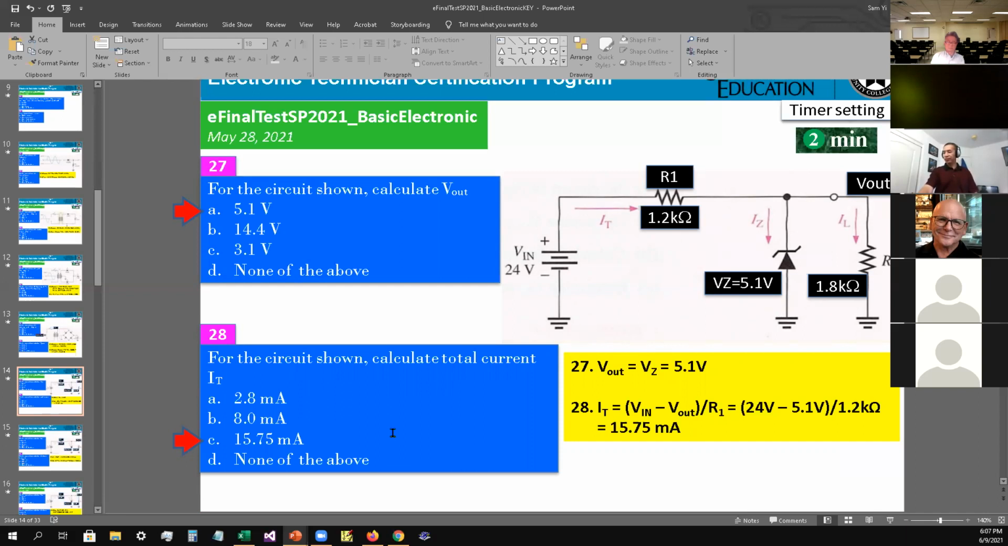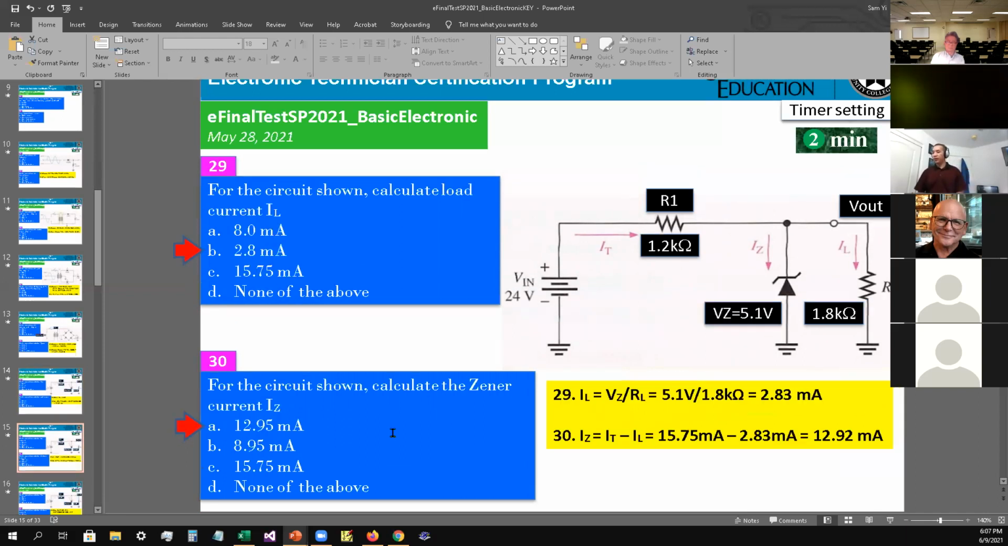Okay, all right, next one. For the circuit showing, calculate load current IL. So IL would be over here. The voltage, like I said, is just the VZ, and VZ minus the common would be 0. So it's going to be 5.1 volt divided by RL, which is 1.8 kilo ohm. The answer comes to 2.83 milliamps. So the answer is B as in boy for number 29.